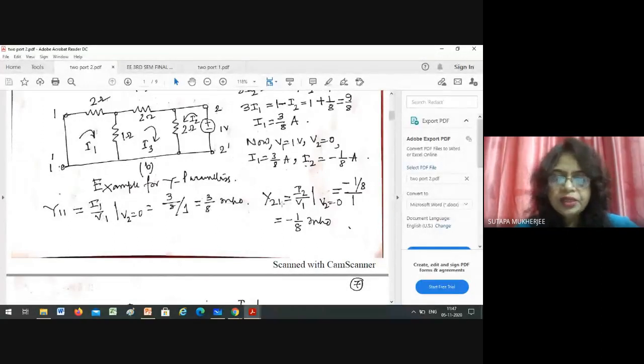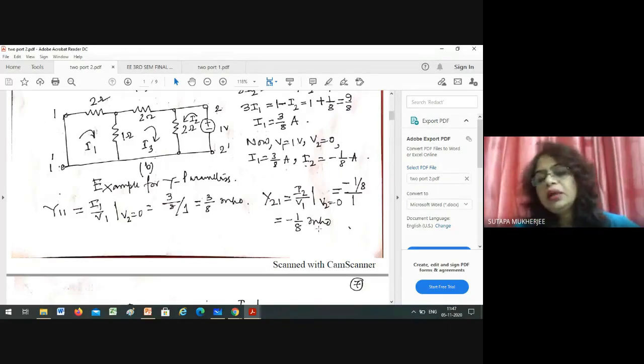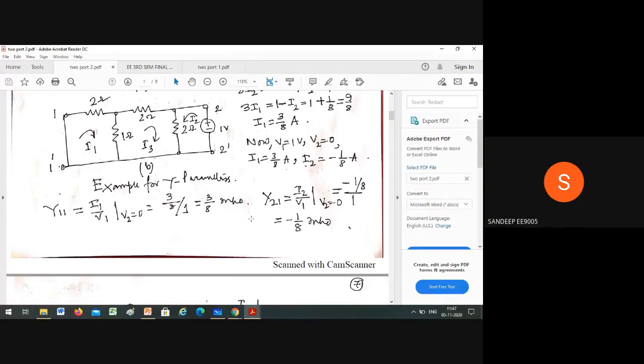And what is Y21? I2 by V1. I2 is minus 1 by 8 and V1 equals 1, so you get minus 1 by 8 mho. Up to this derivation, that is Y11 and Y21. Does anybody have any problem? No, ma'am.